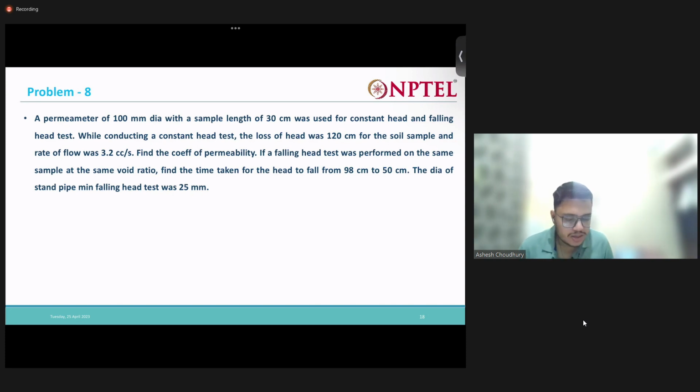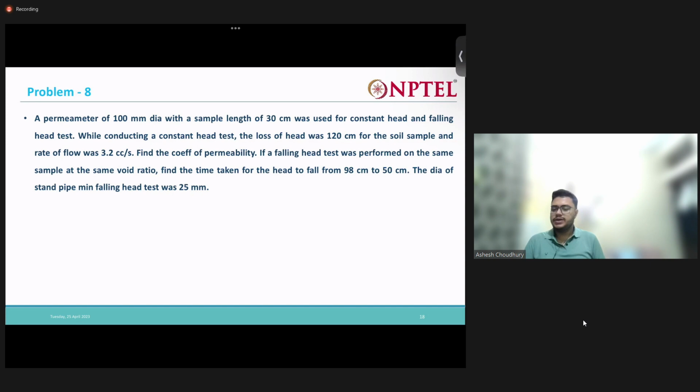One more thing we studied was something called the seepage force. We can see that when there is upward flow, the seepage force, the seepage pressure, actually reduces the effective stress, right? All these things we had studied. Okay, so let us see this problem.